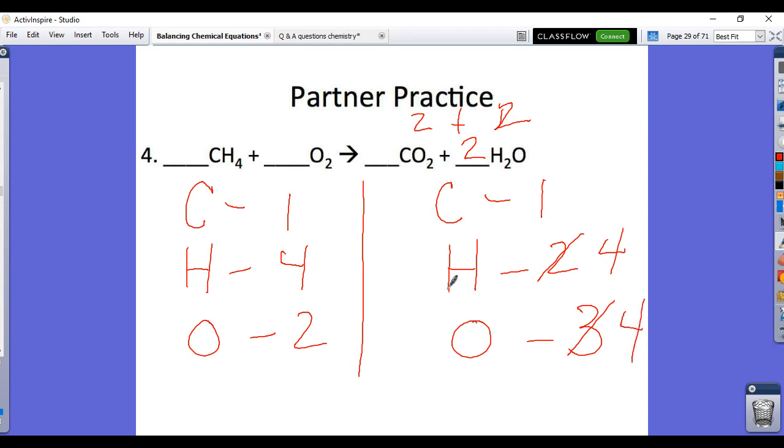So now we've got 1 and 1, 4 and 4, and now 2 and 4. So we want to look at what times 2 gives us 4. And of course, a 2 goes there, and that gives me 4. So we could put our little ones here if we wanted to.